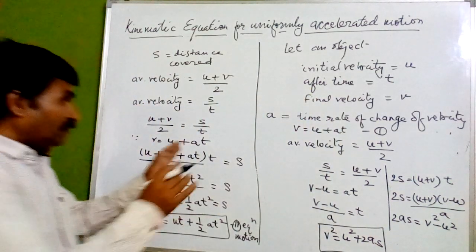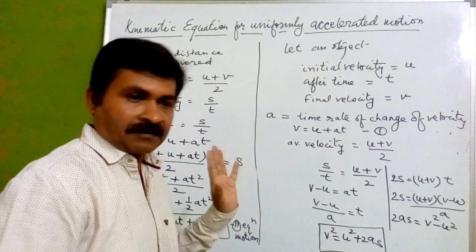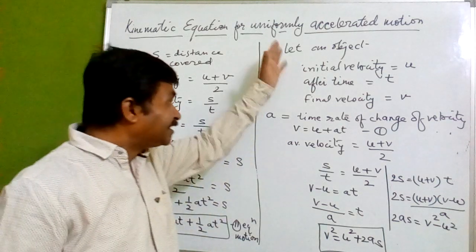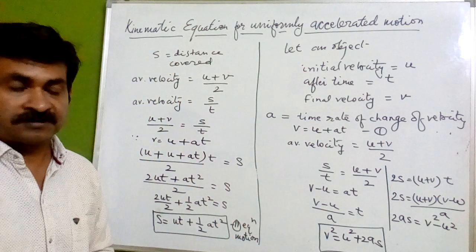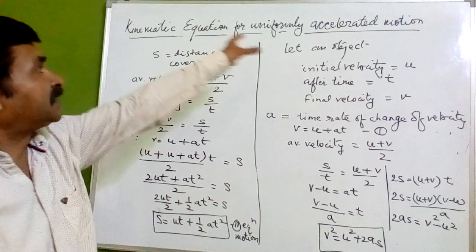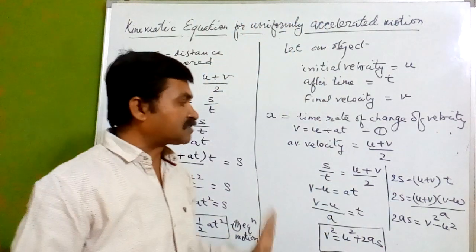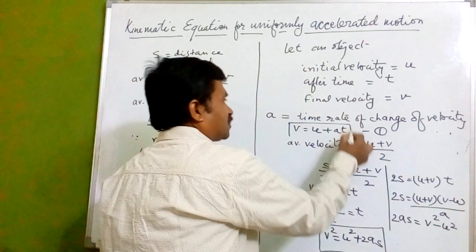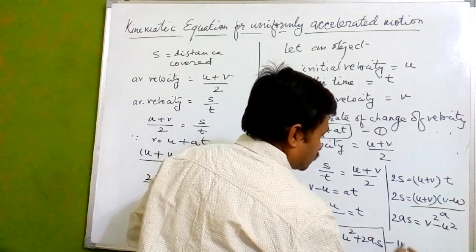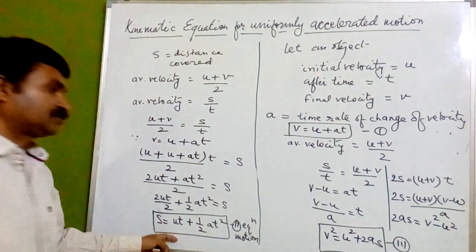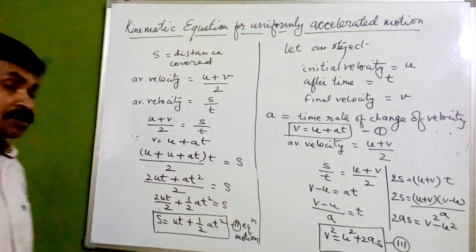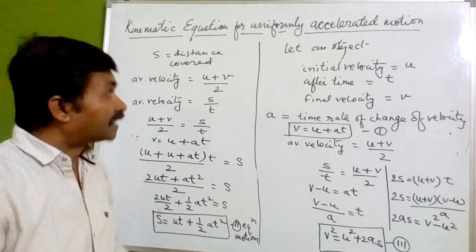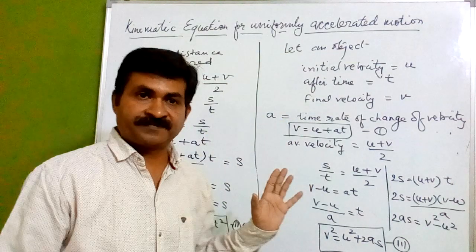Okay. Simply from the definition of acceleration and velocity, we have got these three equations of motion. These are the kinematic equations for uniformly accelerated motion. v is equal to u plus at is our first equation, which we have got. This is the third equation of motion. Here we have the second equation of motion. So this way we have to go for deriving the equations of motion.